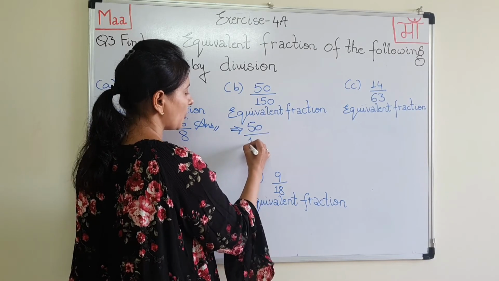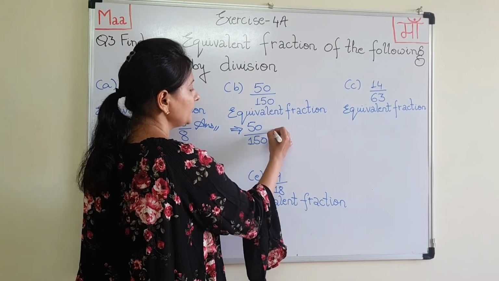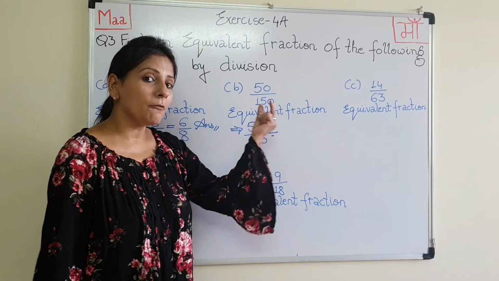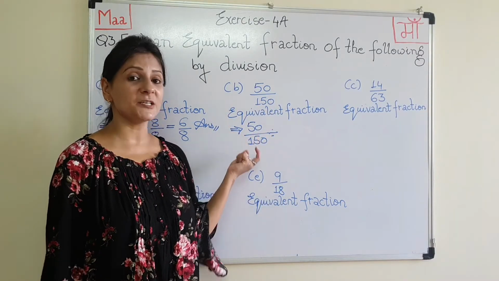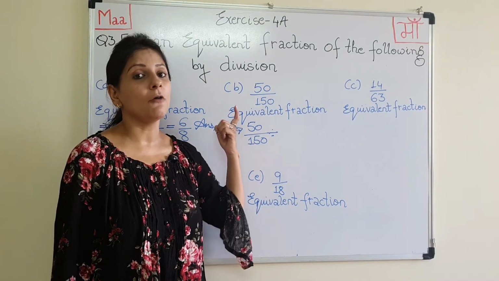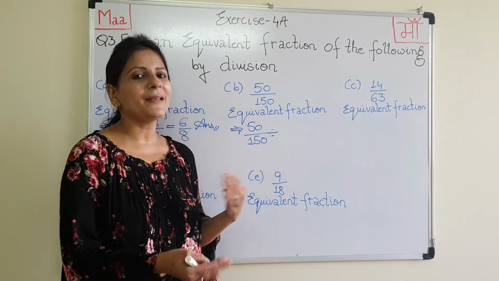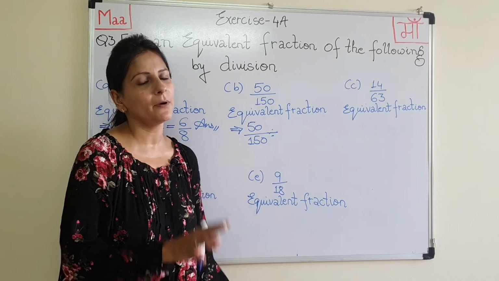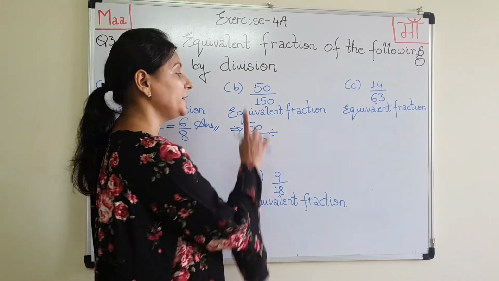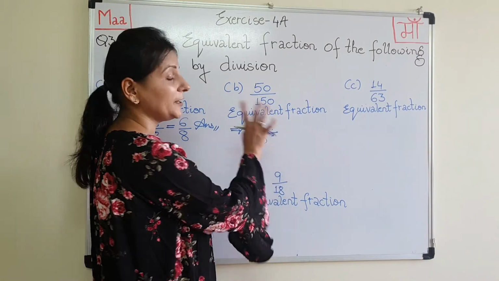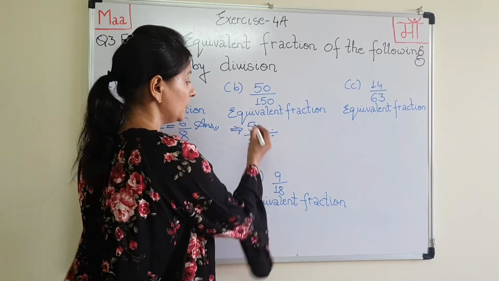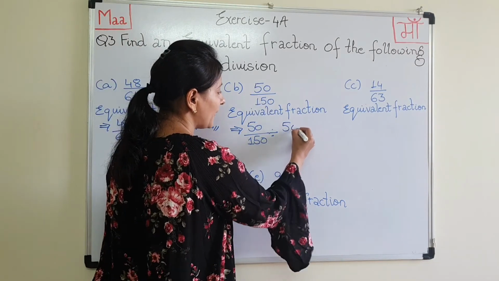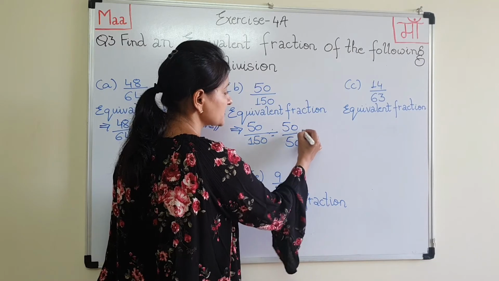It's 50 upon 150. Again, it comes in the table of 2, it comes in the table of 5, it comes in the table of 10. Okay, so in many tables you will find these both numbers. So with any of the numbers, any of the tables, you can divide it, but the condition is numerator and denominator should be similar. So here I am dividing it by 50 because both these numbers come in the table of 50.